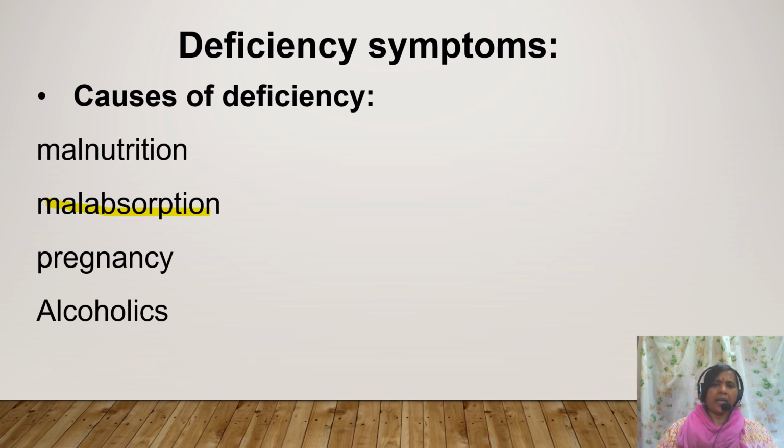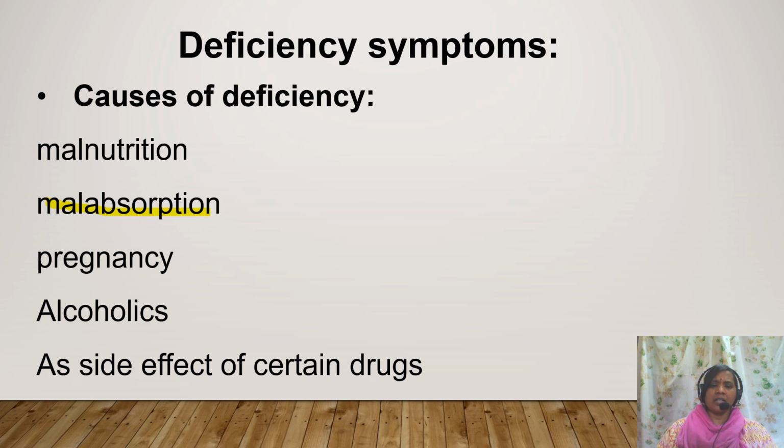And in some cases, drug-induced deficiencies are observed for this vitamin, as a side effect of certain drugs which we are consuming. Say, for example, isoniazid. It's a medicine or a drug given for tuberculosis patients. In such people, the isoniazid interferes with the absorption of pyridoxine, and hence pyridoxine deficiency is seen.